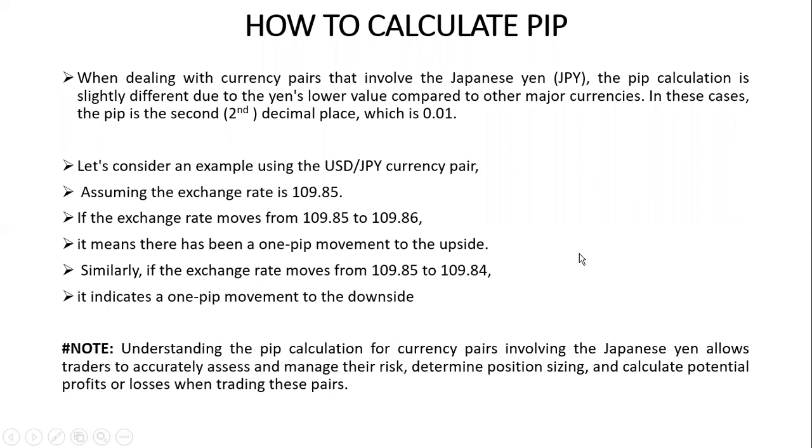Now note, understanding the pip calculation for currency pairs involving the Japanese yen allows traders to accurately assess and manage their risk. So this doesn't only apply to the Japanese yen. Knowing how to calculate your pip will help you manage your risk and know when to exit, how much to risk in the market, and to set your profit target as well. It helps determine position sizes. The pip calculation also helps you calculate potential profit or loss when trading these pairs.